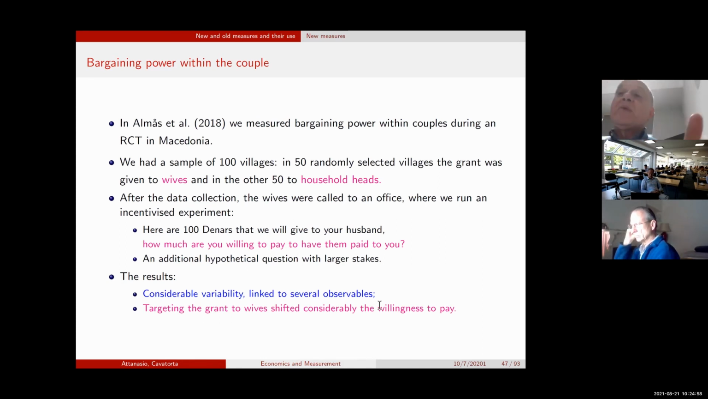We have both Christians and Muslims, so that makes a huge difference. Interestingly, what we can do is answer the question: does giving the conditional cash transfer to women make a difference? The idea of this measure is that the more they're willing to pay to get control of this money, the less is their power in the marriage. And indeed, we find that when the government gives the wives the conditional cash transfer, they were willing to pay less. So it seems that the grant did shift power.